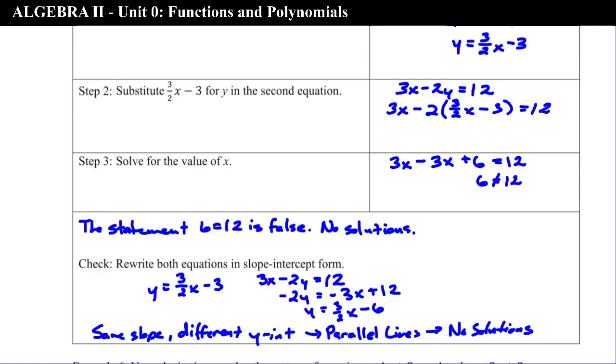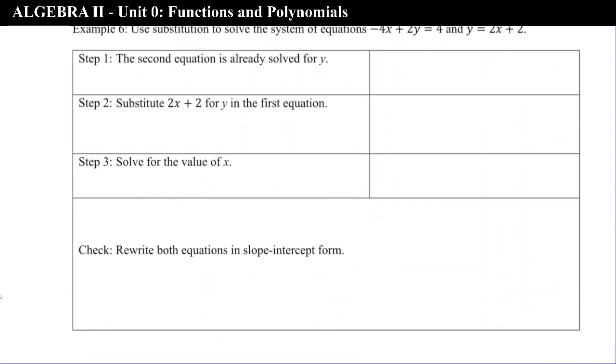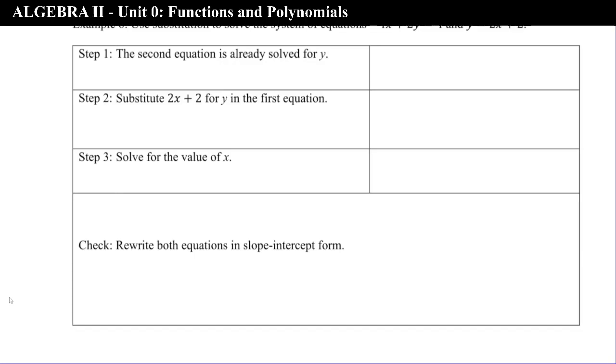All right, so let's move on to one more example of this before we move on to our next method. So use substitution to solve this system of equations that we have presented here. All right, so the second equation is already solved for y. So we're just going to write that here. So now let's substitute 2x plus 2 in for y on the first equation. So our first equation is negative 4x plus 2y equals 4. And we're going to take negative 4x here, that doesn't change, plus 2. And we're going to substitute in for y what we had in our other equation. And that's it for that step.